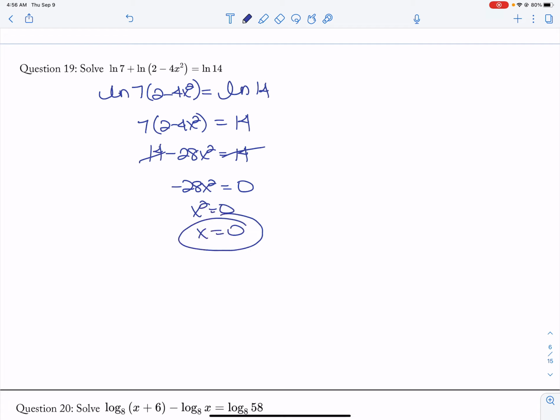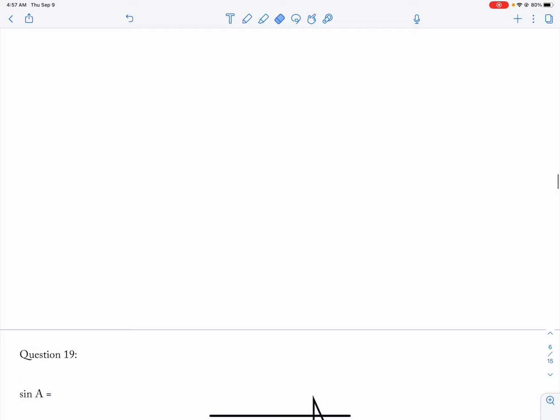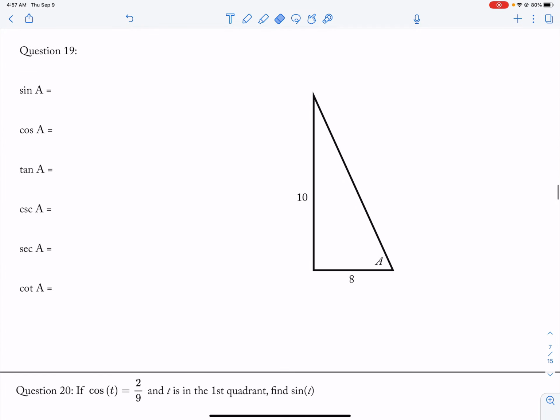And then all I need to do is make sure that when I plug in x equals 0 in here, I don't get a negative result. If I get a negative result, then this would have been an extraneous solution and there would have been no solution.